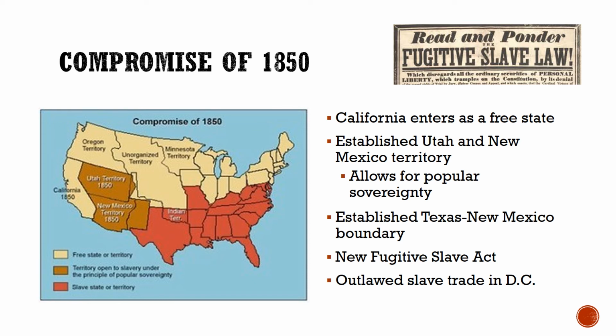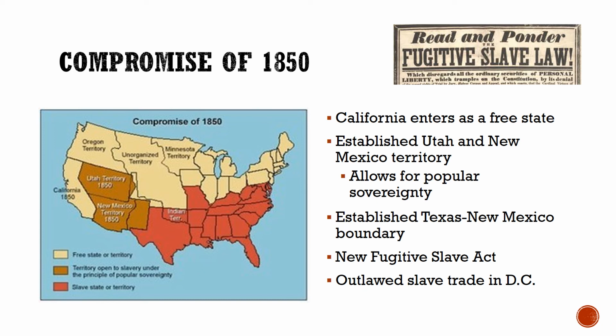The second thing the compromise does is it formally establishes Utah and New Mexico territory and then allows the people living there to decide whether or not to allow slavery. The third issue is formalizing the border between Texas and New Mexico. Texas, and you can kind of see it on the outline of this map, had claimed territory all the way up into what is today Wyoming. But the U.S. government is going to pay Texas $10 million to give up that portion of New Mexico territory. And that gives Texas its iconic shape.